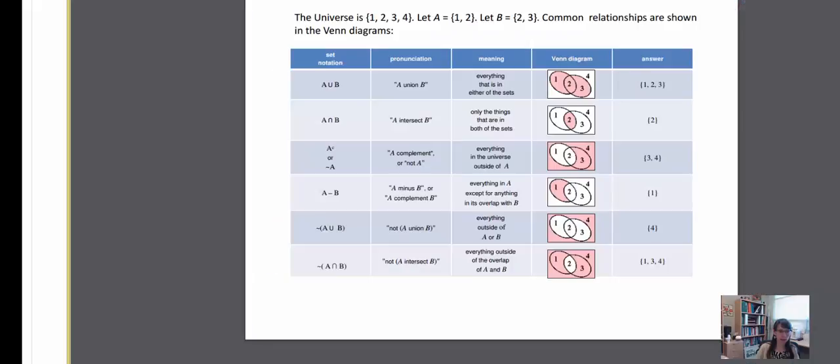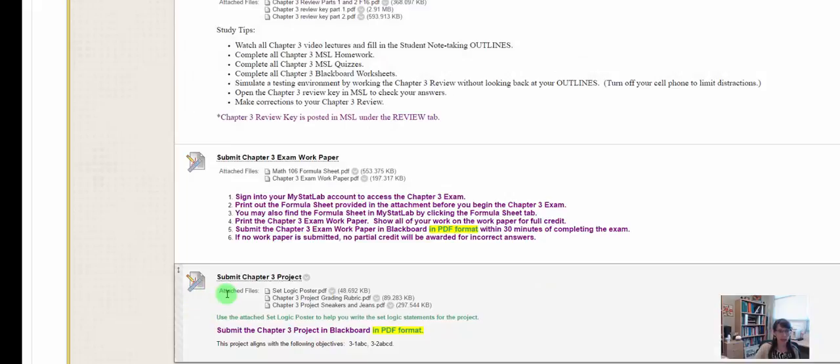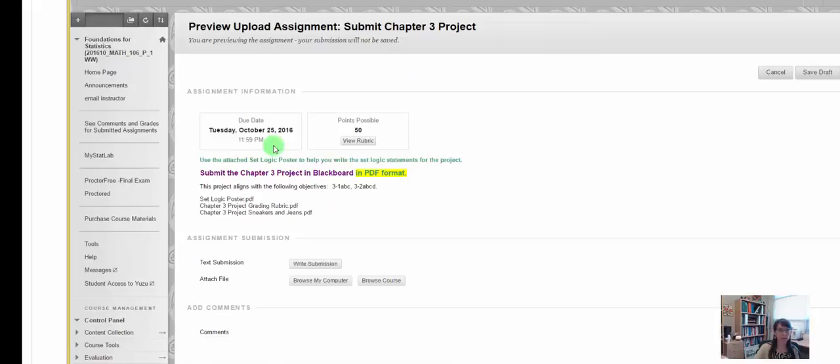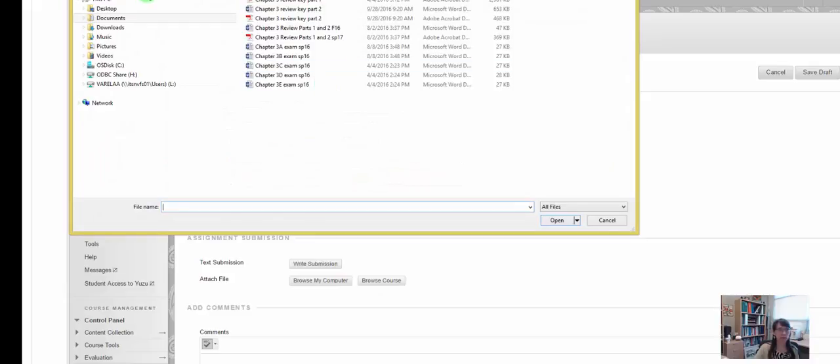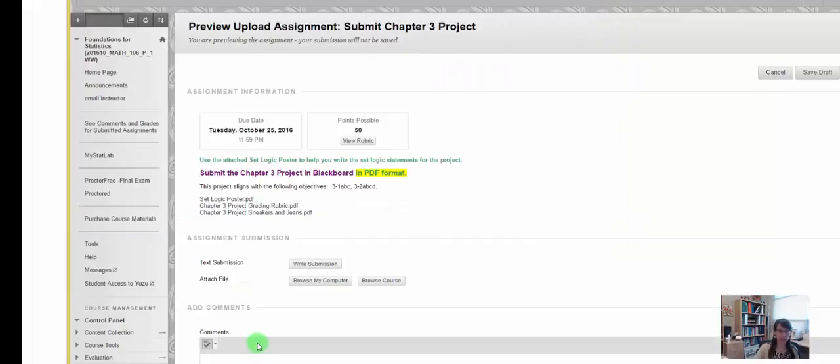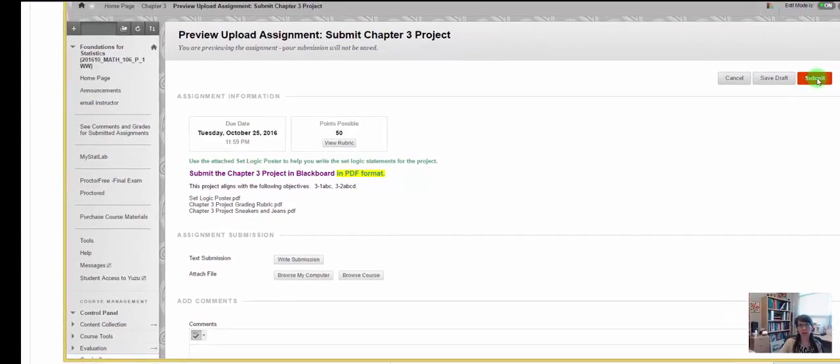So we'll go back to Blackboard. And submit Chapter 3 project. You're going to browse your computer to wherever you saved your PDF of the project. So look in your files, attach it. If you want to write any comments or questions to me, be sure to include those in the text box, and then click Submit Project. So I hope you found this tutorial helpful for your Chapter 3 project.